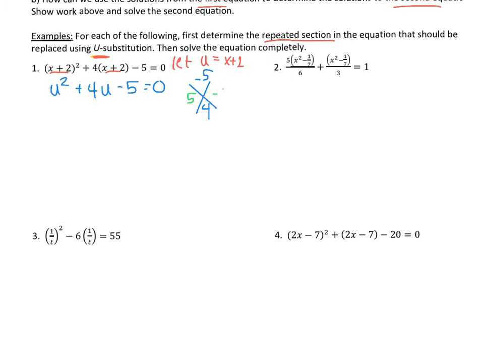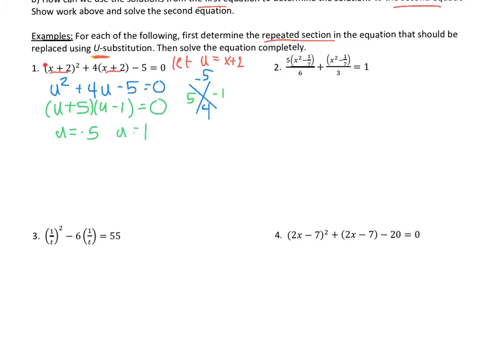And those are going to help me build my two factors. So that would be (u + 5)(u - 1) = 0. This gives me two solutions for u: u = -5 and u = +1.